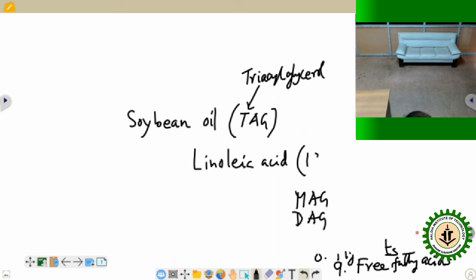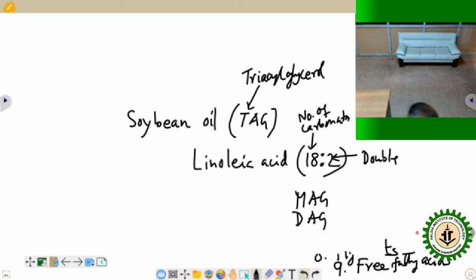And the second number is double bonds. This sign is not due to the actual meaning of a ratio or proportion, but 18:2 means 18 carbon fatty acids starting from the carboxylic end. If we consider this carboxylic carbon is carbon 1, there will be 18 such carbon atoms.